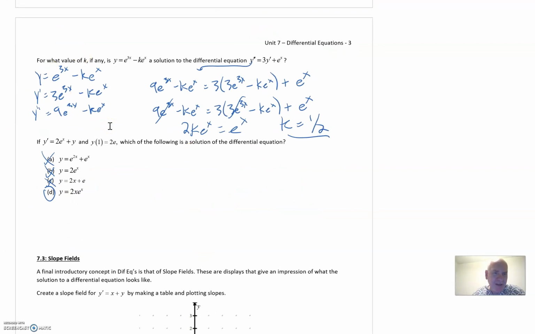I got these problems from AP Classroom because I never had something quite like this in my notes, and I thought, okay, I'll throw it in.